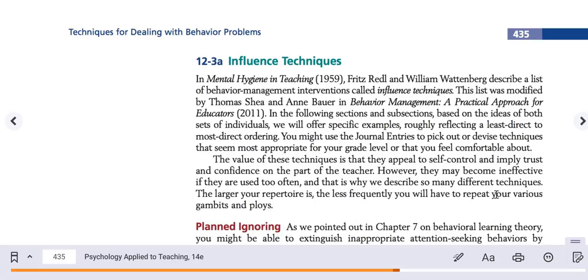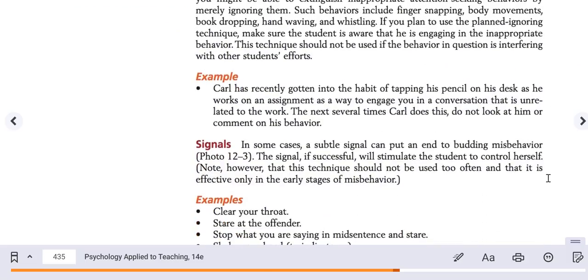The value of these techniques is that they appeal to self-control and imply trust and confidence on the part of the teacher. However, they may become ineffective if they are used too often, and that is why we describe so many different techniques. The larger your repertoire is, the less frequently you will need to repeat your various gambits and ploys.